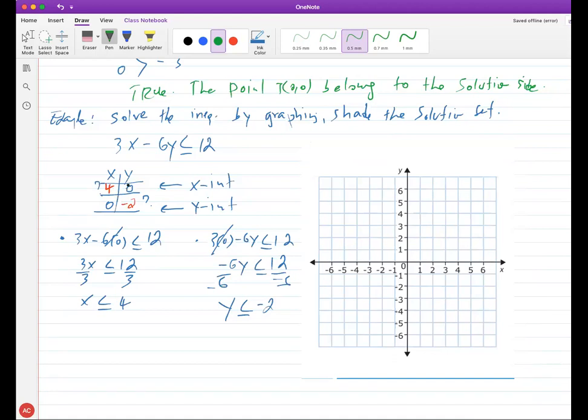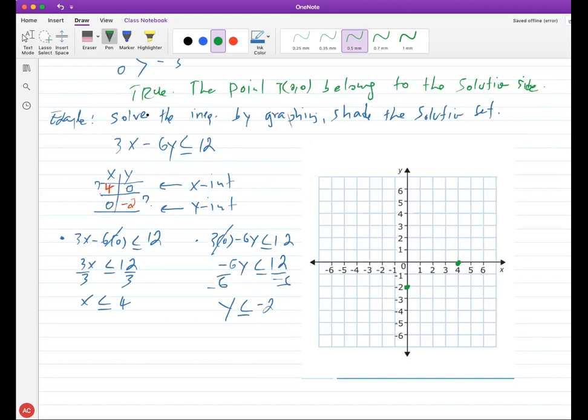So the first one is 4, 0. I'm going to start from x = 4, I'm going to stay on the y because the y is 0. So 4, 0. The other one, we're going to start from x, 0. This is the x-axis. x = 0, go down to negative 2. That's the line, or at least the 2 points that belong to the line.